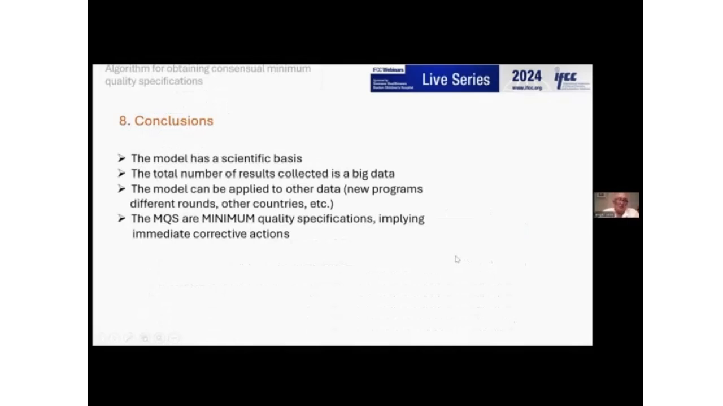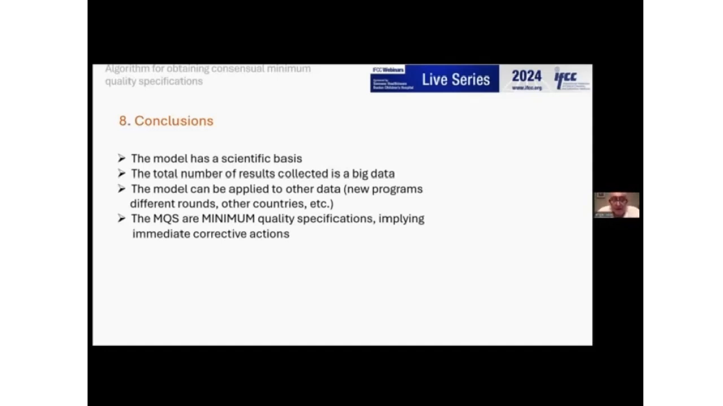What conclusions can we draw from all this that I have explained to you? First, it is a model with a scientific basis, and due to the large number of results we have, we can start to think that it is a big data issue. With our experience, we have been able to apply this model to new programs, and we already have some experience in applying it to programs in other countries.